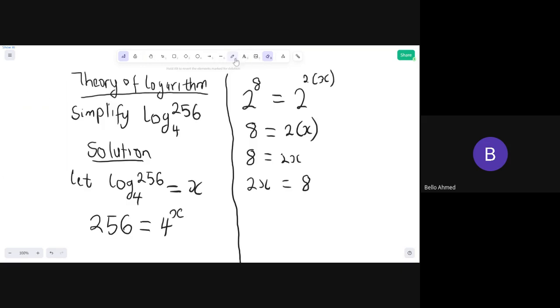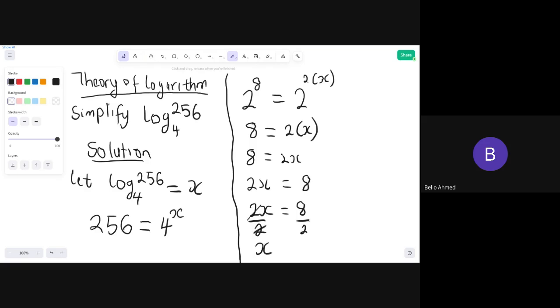So you can decide to write it like this. And remember that we are trying to look for x. We are not looking for 2x. So we are going to divide both sides by what is disturbing our x. So 2x divided by 2 is equals to 8 divided by 2. So this cancels this, and then our x eventually is going to be, 2 in 8 is what? 4. So our x is going to be 4. And that is the answer to this question. Thank you.